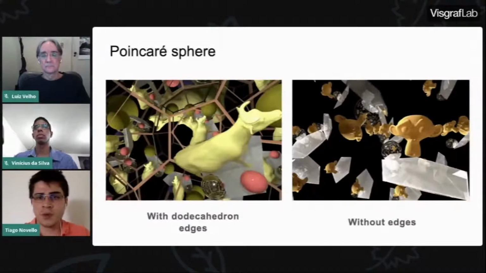On the right, we increase the specularity of the pentagon floor and replace the scene by a single specular sphere and a single monkey's head, which is the Suzanne classical Blender mesh. Again, as the distance increases, the Suzanne size first decreases and then increases. The dodecahedron edges are removed.